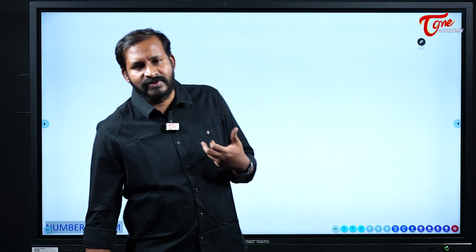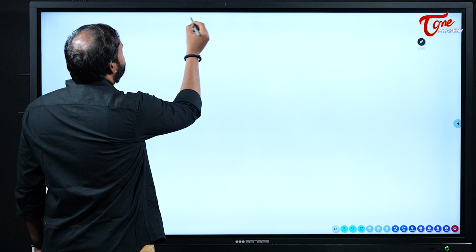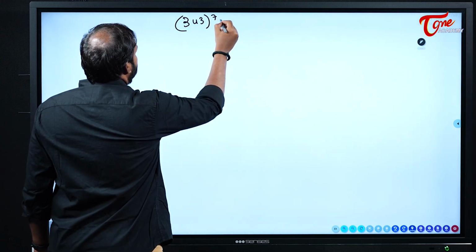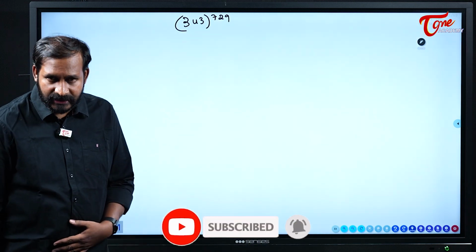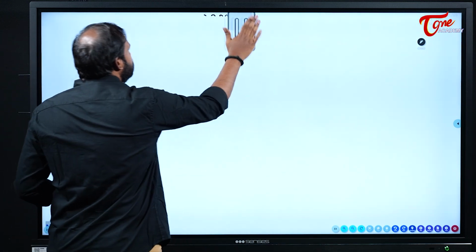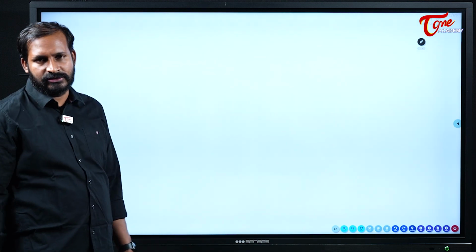If the questions are in these general products, it is very easy to solve. But in general, they will give us questions based on powers. Powers in the sense, what is the unit digit of 343 to the power of 729? They will ask in this manner. So how do we need to solve this type of question? This is very, very important, even for the examinations conducted by UPSC.